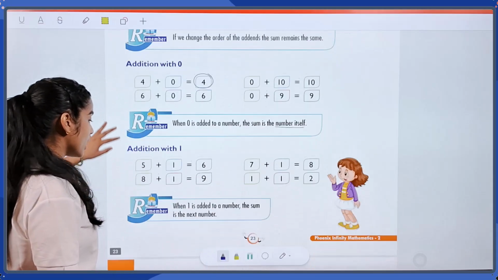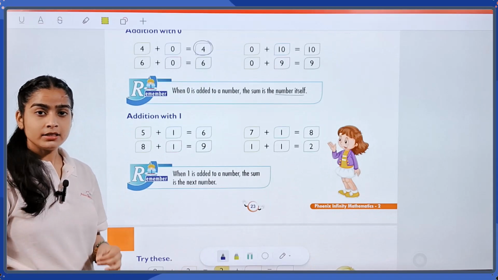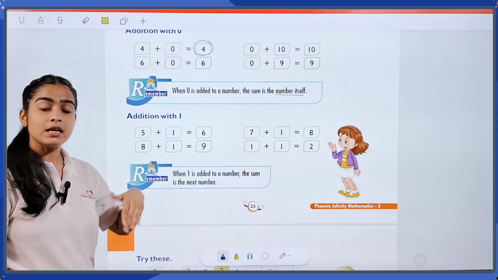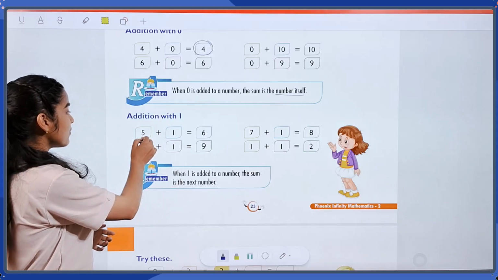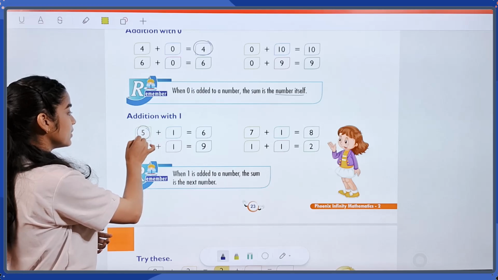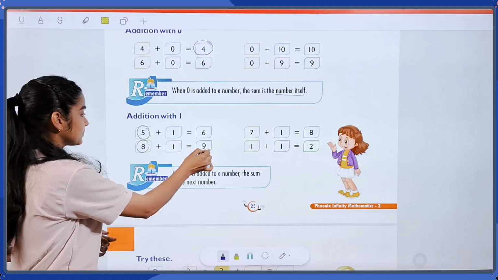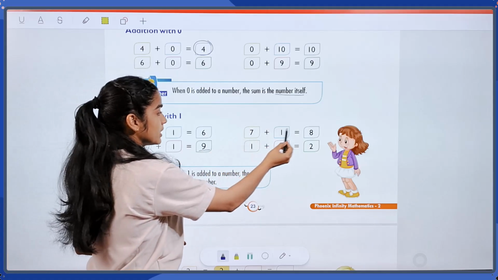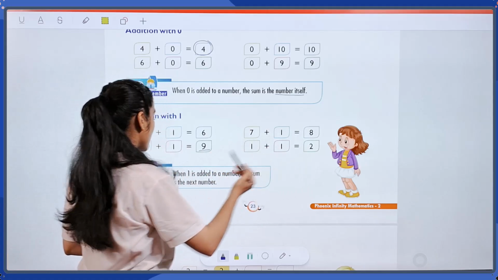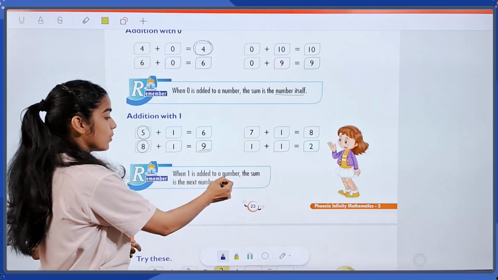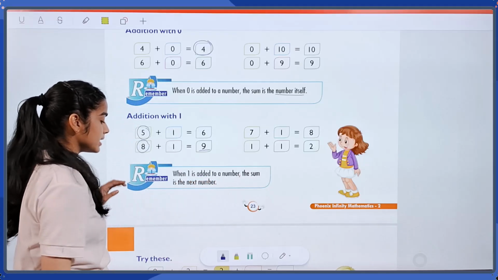Addition with 1. Whenever we add 1 to a number, what do we get? We get the next number. For example, 5 plus 1. What comes after 5? We get 6. 8 plus 1. What comes after 8 is 9. 7 plus 1 is 8, 1 plus 1 is 2. It means when 1 is added to a number, the sum is the next number.